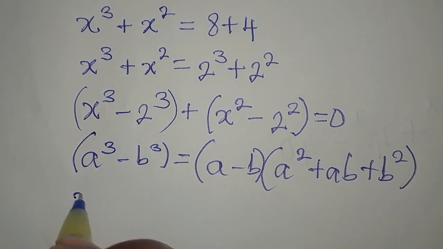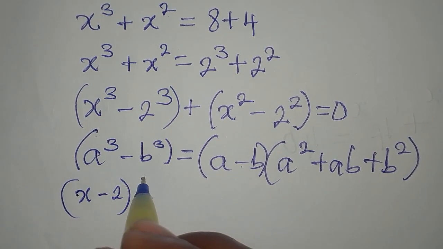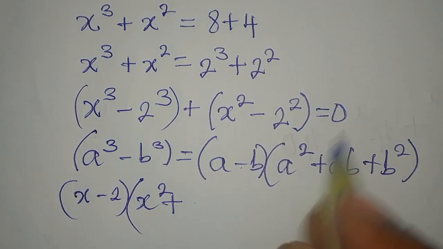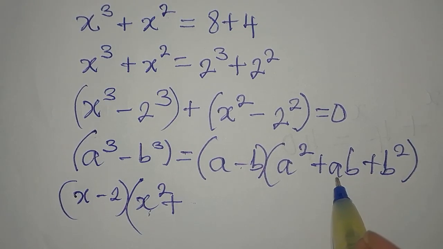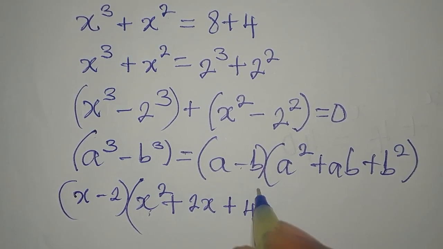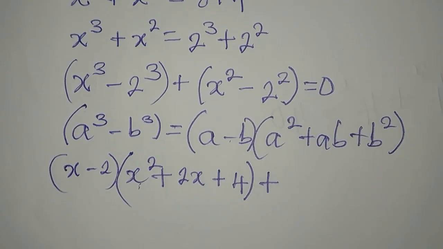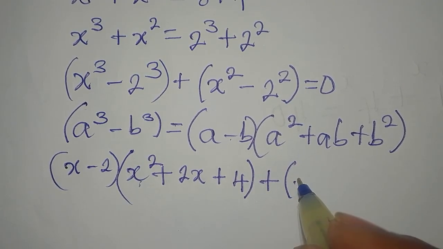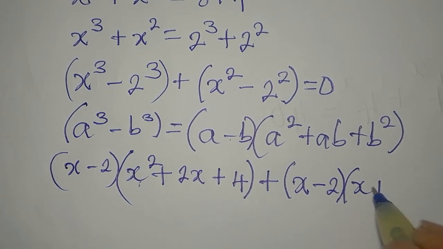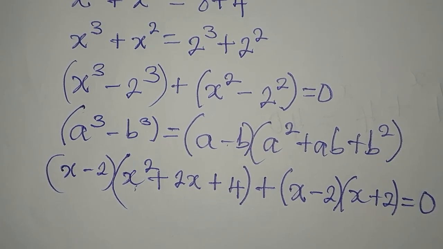This right now becomes x minus 2 into a squared, which is now x squared. ab is x times 2, that is 2x, then plus b squared, which is 2 squared, and it's 4. Then plus the difference of two squares, you all know what that is. The difference of two squares is like this: x minus 2 into x plus 2. One is positive and the other is negative. Remember, all of this is now equal to 0.